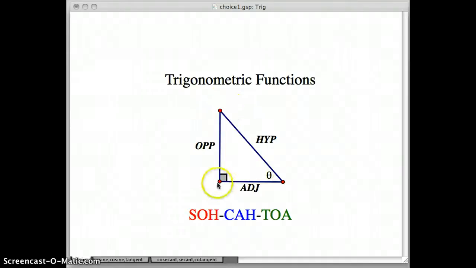When dealing with the three sides of a triangle, we label them as the hypotenuse, which is the side opposite from the right angle. The opposite side is the side opposite from theta, and your adjacent side will be the side next to theta, but not the hypotenuse. When dealing with trigonometric functions, SOHCAHTOA will be your best friend throughout this lesson.